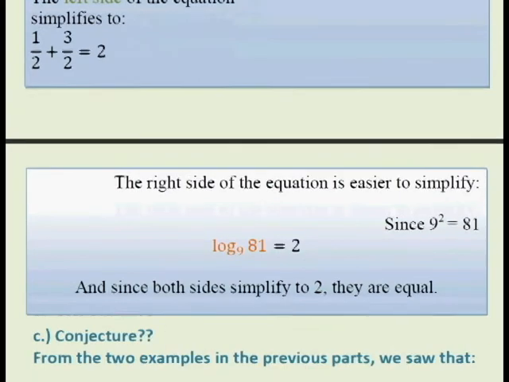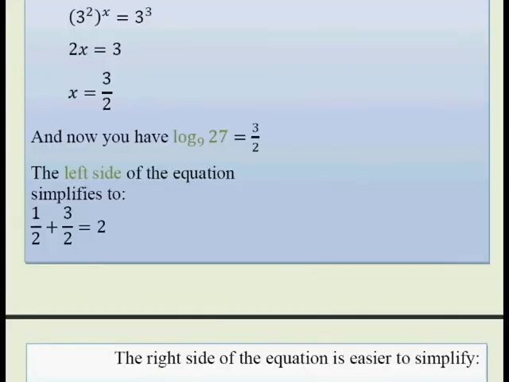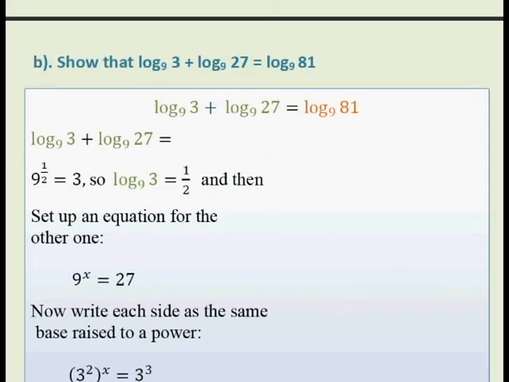So what's the conjecture here? That's the thing. From the two examples in this part, you're going to see that 32 was the sum of the logs of its factors of 8 and 4. Now, if you look at those, you'll realize what I'm talking about up here.